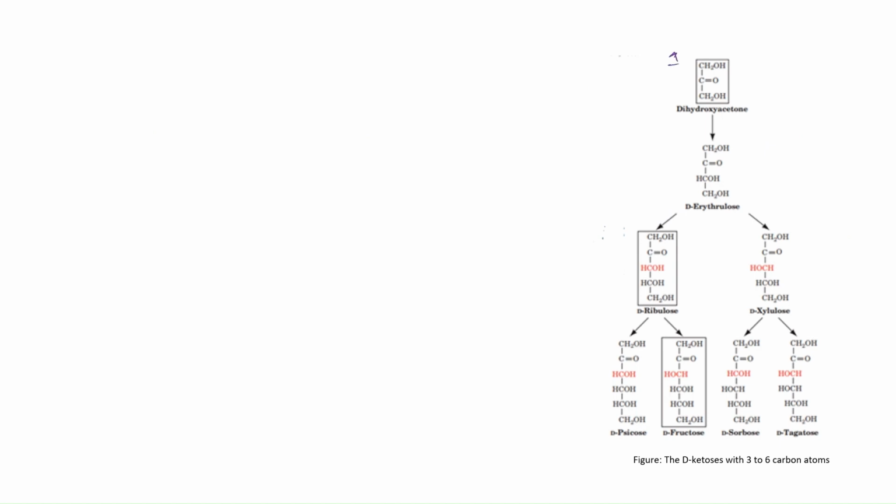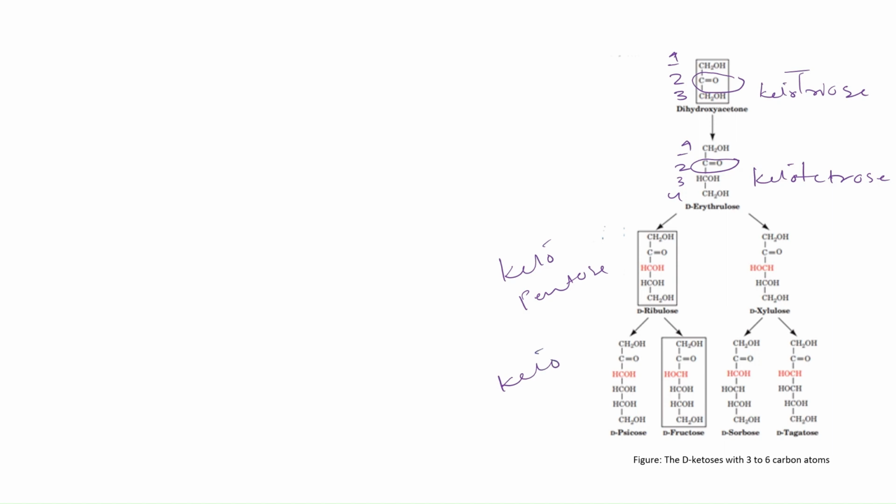Next come to the ketoses. This is carbon number 1, 2 and 3. This is again a triose, and because it contains a ketone, it is a ketotriose. Similarly, 1, 2, 3 and 4, this is a tetrose. Ketone group at the second position, so ketotetrose. Similarly, this will be a ketopentose. And this is a ketohexose. Clear? Rest all is the same.